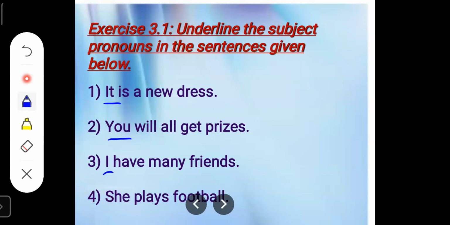She plays football. Here we are talking about a girl or a woman. So she is a subject pronoun used for a girl or a woman. So I will underline the word she. Have you understood, children? Why have we underlined it, you, I, and she? Because they are all subject pronouns. It in the first sentence, you in the second sentence, I in the third sentence, and she in the fourth sentence. We have underlined them because they are all subject pronouns.